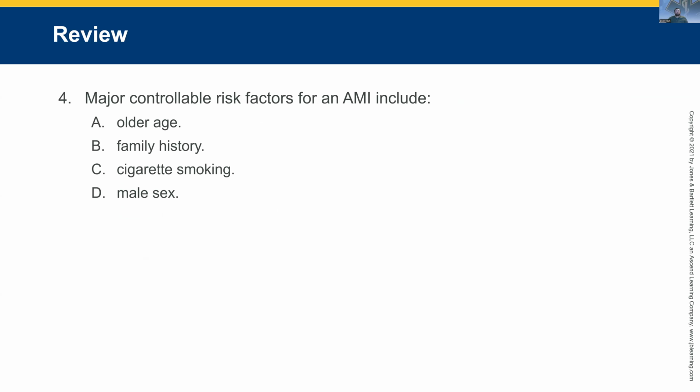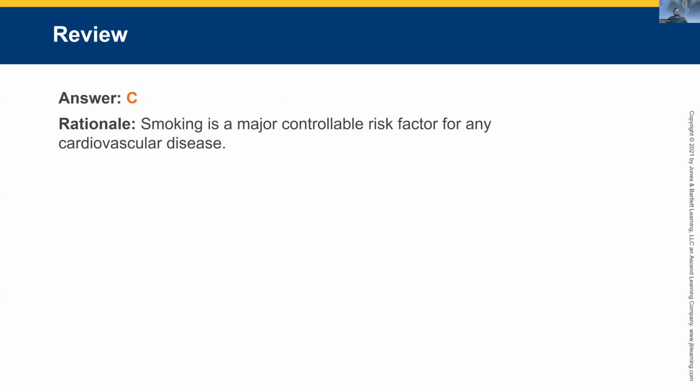Major controllable risk factors for an AMI, acute myocardial infarction, include, now it's a controllable. So which one of those can we control? I can't control my age. I can't control my family history. I can't control what sex I was born. So C, cigarettes. I can control if I smoke or not.